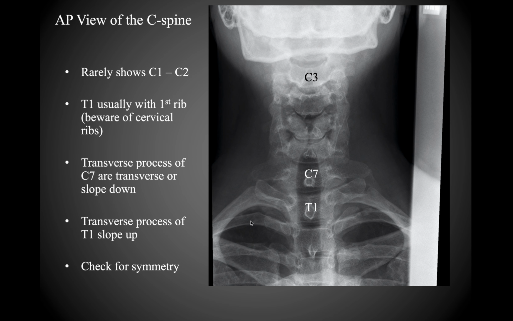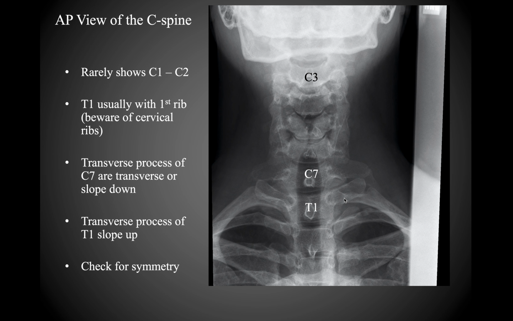So I want you to take a minute in this image and just appreciate what those transverse processes look like, and compare and contrast the transverse processes of C7 compared to T1. And hopefully you're able to see the more transverse orientation of the C7 transverse process versus T1, where you can see that the transverse process is pointed sort of upward, and so it has that upward sloping directionality to it.